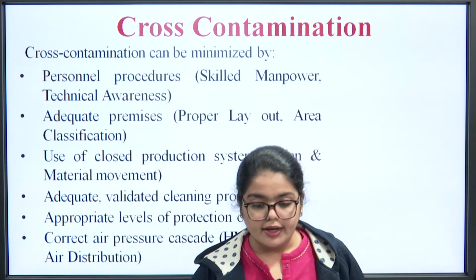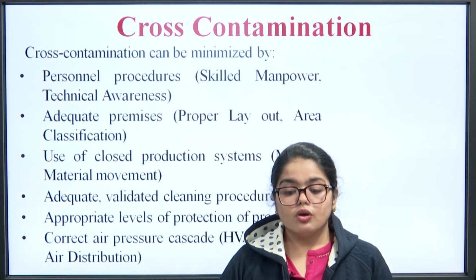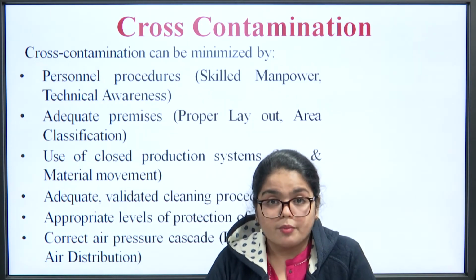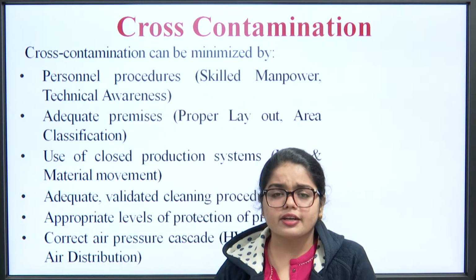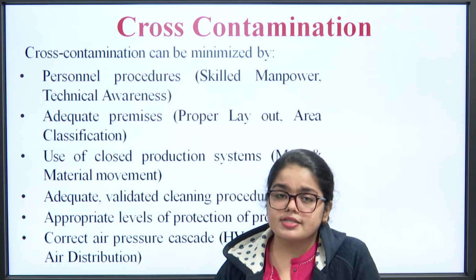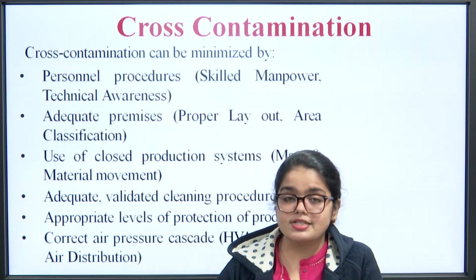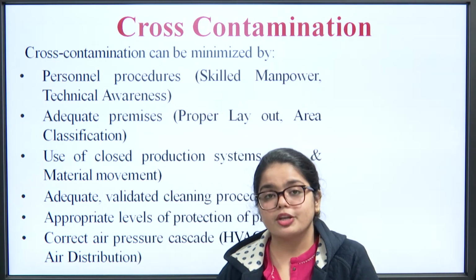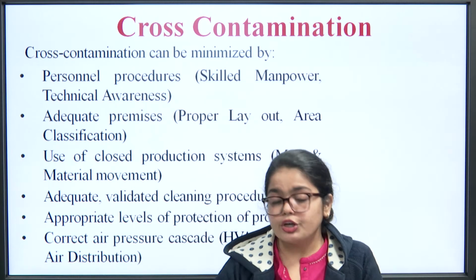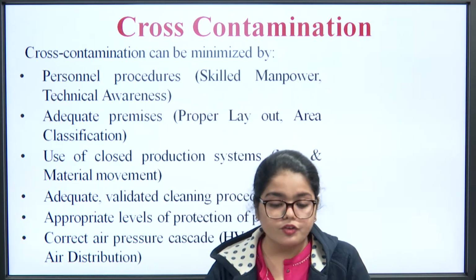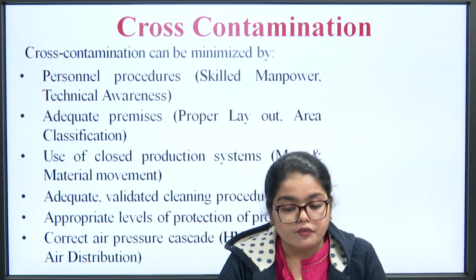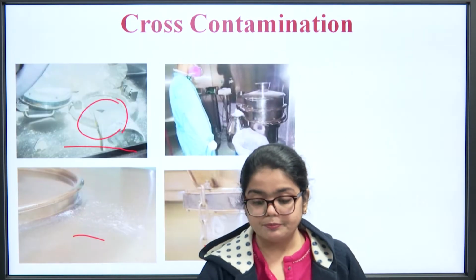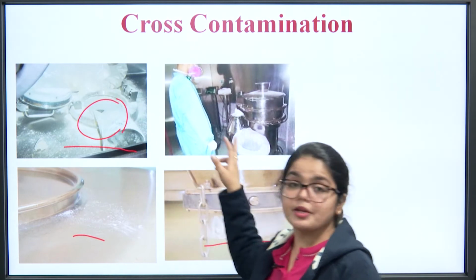So, coming to the next slide. How can we minimize cross contamination? Cross contamination can be minimized by a very easy method. It is just a basic awareness that the personnel should have. If personnel have a basic awareness about contamination, the majority of the contamination can be avoided. First is personnel procedures, that is skilled manpower and technical awareness. If technical awareness is there, such things may not happen.